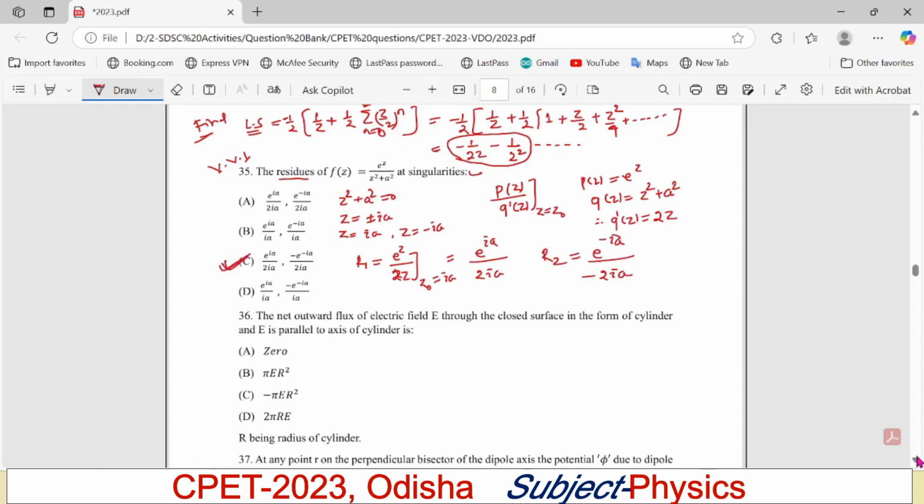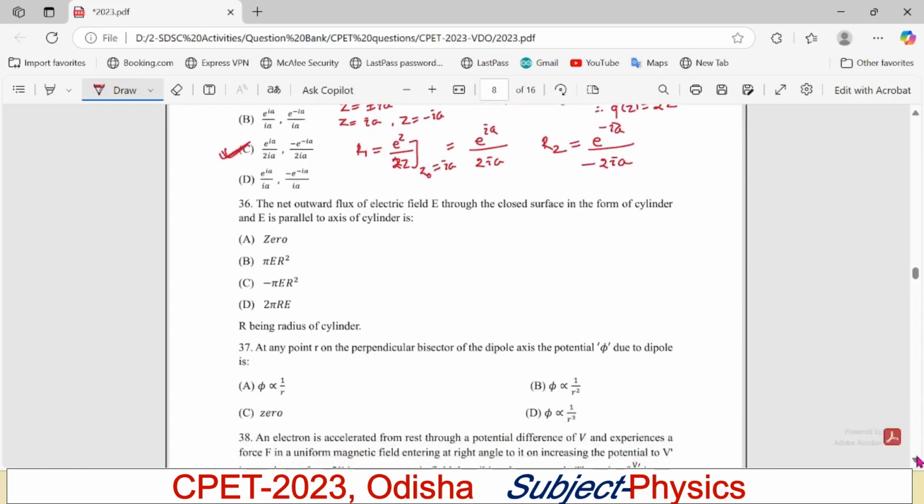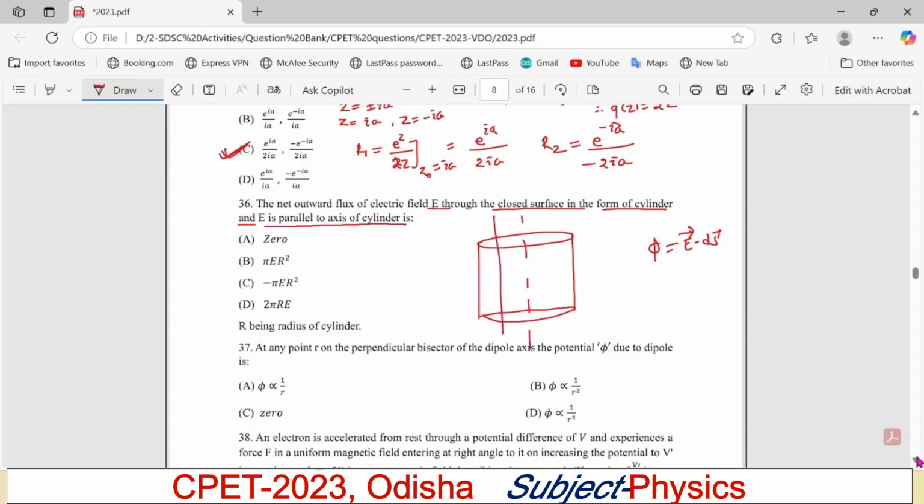Okay. Now question number 36. The net outward flux of electric field through the closed surface in the form of a cylinder, where the field is parallel to the axis of the cylinder. See here, it is a very direct question. Flux is the dot product of the electric field vector and the area vector. So this is the cylinder, and here the electric field is parallel to the axis. This is the axis of the cylinder. Electric field is like this only.